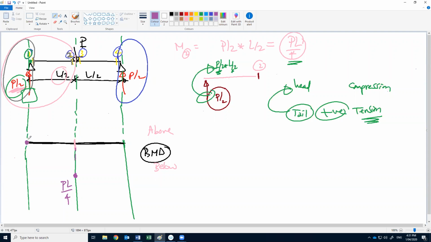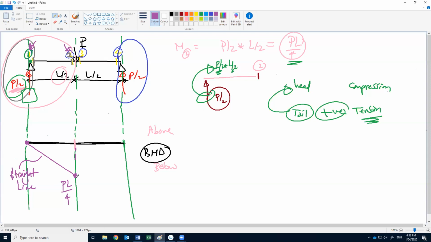From section 1 or cut 1 to cut 2, do we have any uniform loads, or any loads? We don't have any loads here. So we connect the moment at 1 with the moment at 2 with a straight line. Because we don't have any forces, it is a straight line. So again, we calculate the moment at section 1, then at section 2, then connect between them with a straight line. Is that okay?